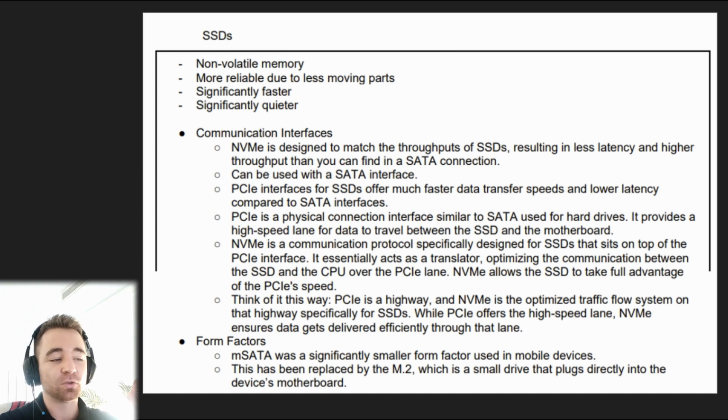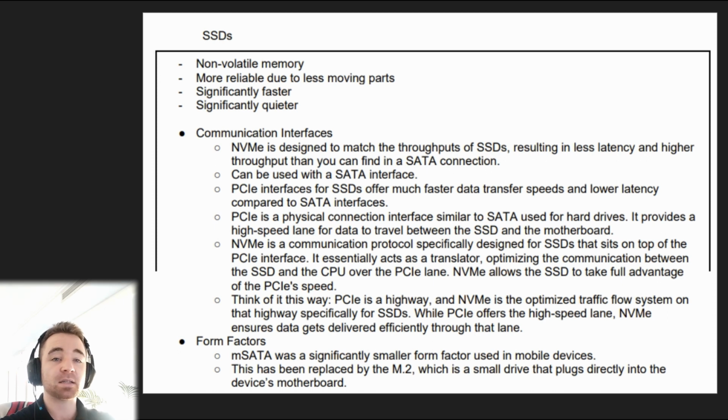Okay, now we're going to move on to some easier things. We're going to move on to form factors. So we'll go through that now. It's going to be a lot less strenuous than what we were just talking about, much more easy to understand. Now, form factors, we have two that the exam wants us to know about according to the exam objectives. We have mSATA, which was a significantly smaller form factor used in mobile devices. And we also have the M.2. So the M.2 replaced mSATA and is a small drive that plugs directly into the device's motherboard.